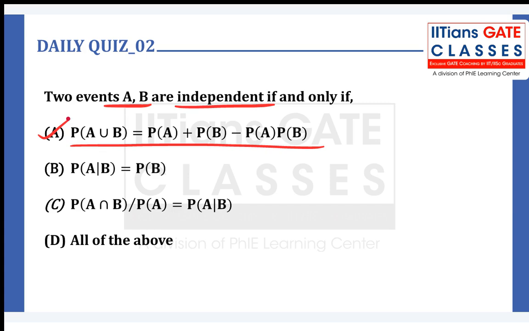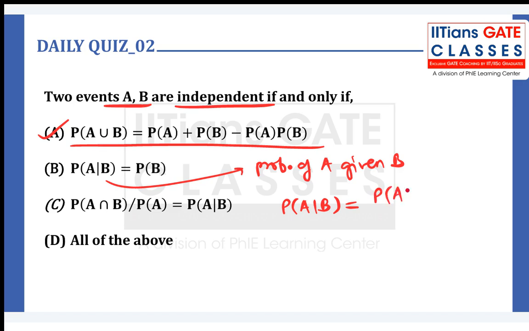PA given B is equal to PB. That's your second option. This is the conditional probability of A given B. That means event B has to happen first, so it is the probability of event A happening after the occurrence of event B. That is what conditional probability means. The standard formula is the probability of A intersection B divided by the probability of B.